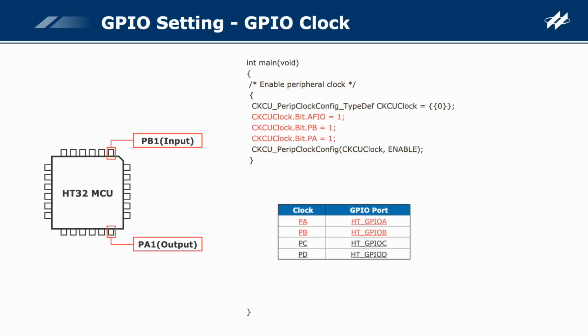The AFIO clock must be enabled as long as any pin-related peripheral is used. The AFIO is used to extend the peripheral functions of the pins. In addition, the corresponding GPIO port clock must be enabled according to the used GPIO port number. In this example, PB1 and PA1 are used, so the port B and port A clocks should be enabled.